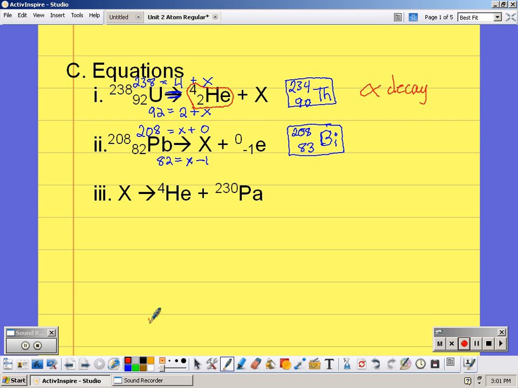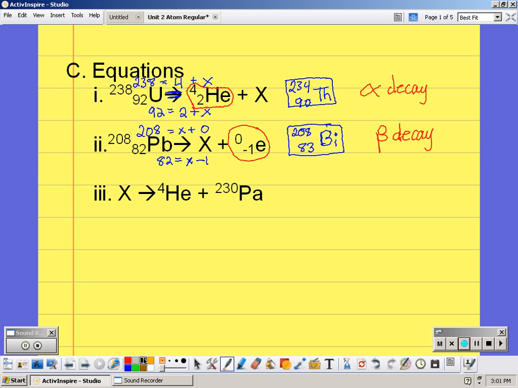Now I know that this is a beta decay this time because of the electron. So if it has the helium nucleus or isotope, then it's an alpha decay. If it has the electron, then it's a beta decay.